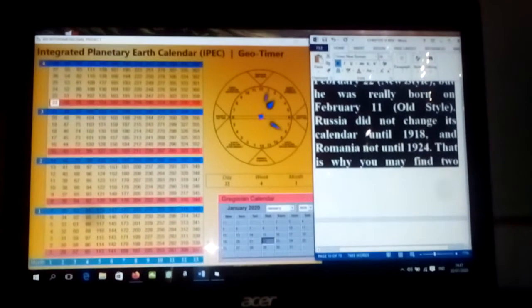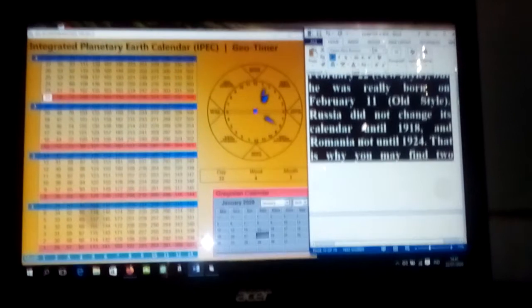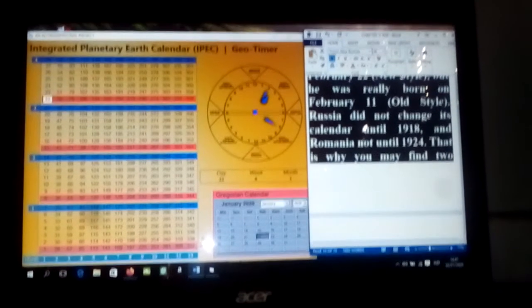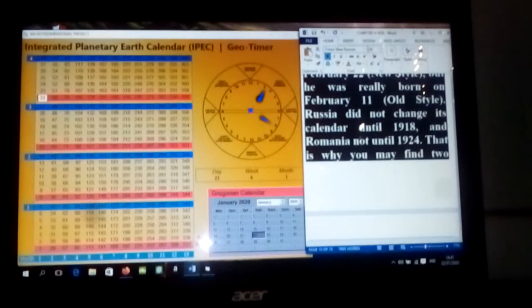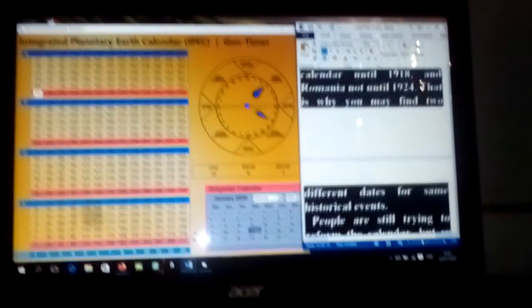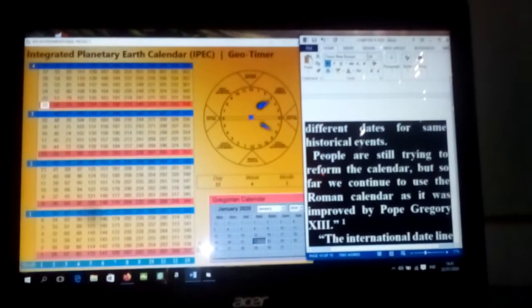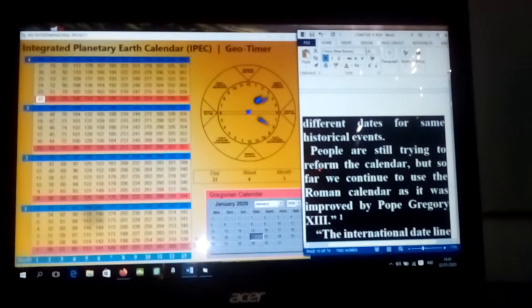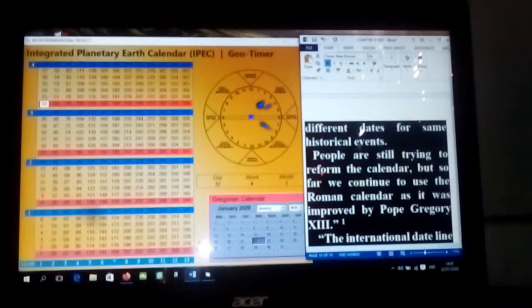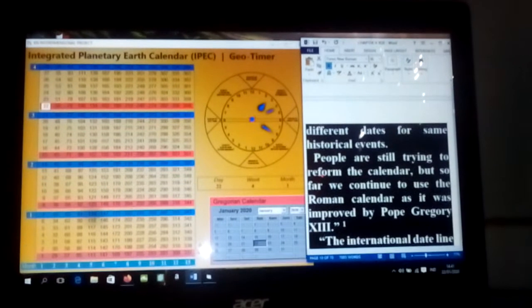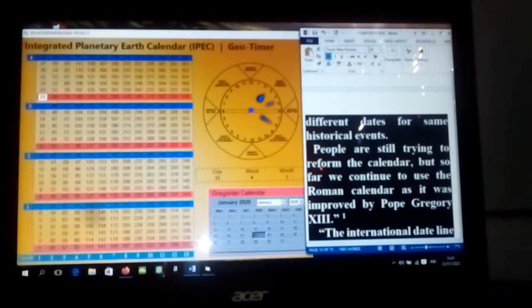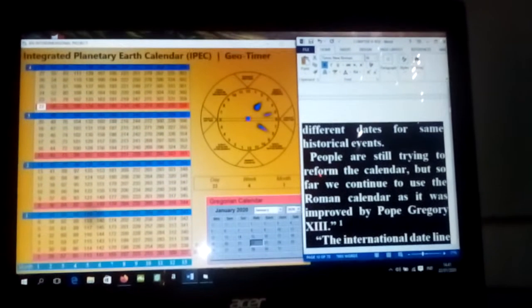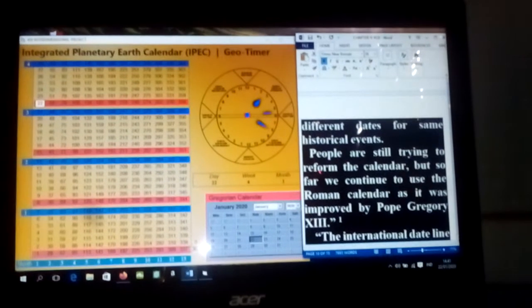Russia did not change its calendar until 1918, and Romania not until 1924. That is why you may find two different dates for the same historical events. People are still trying to reform the calendar, but so far we continue to use the Roman calendar as it was improved by Pope Gregory XIII.